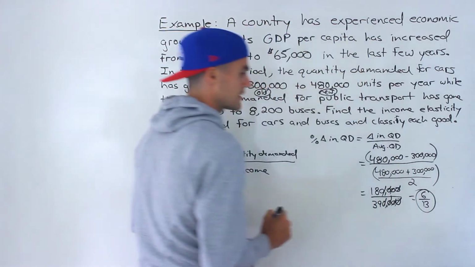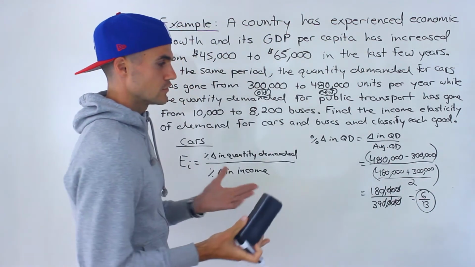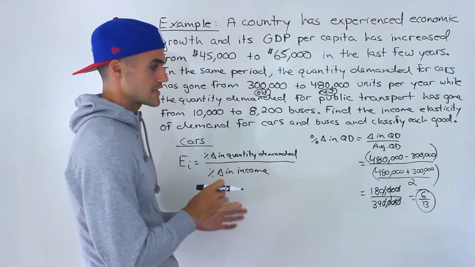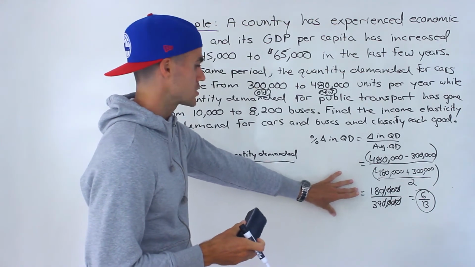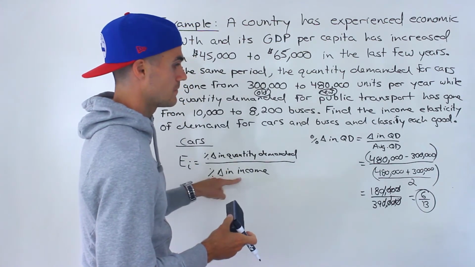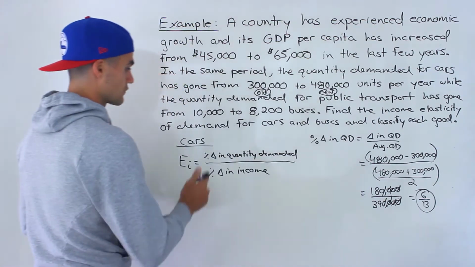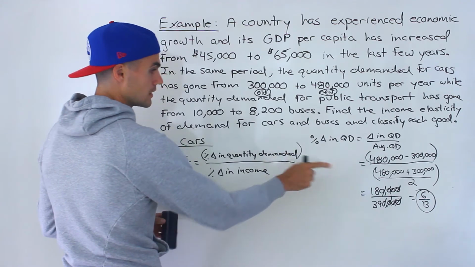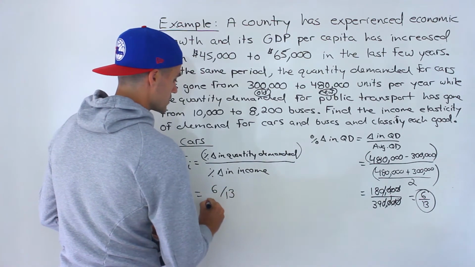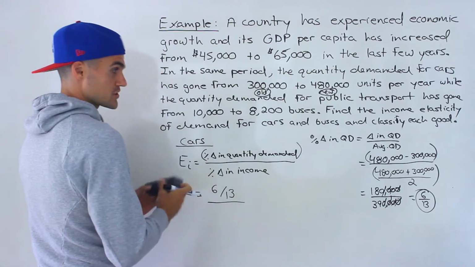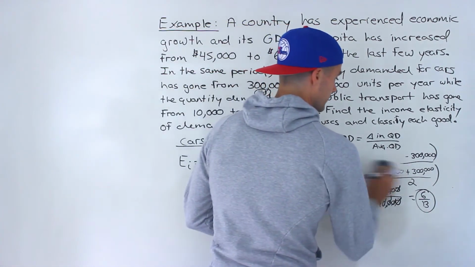So again, I'm going to keep it as a fraction now. Again, if your prof says it's going to be in decimals for sure, you can get a decimal value here. Don't round too much because we still have to divide over here. But again, I'm going to keep it as a fraction. So that percentage change in quantity demanded is that 6 over 13.